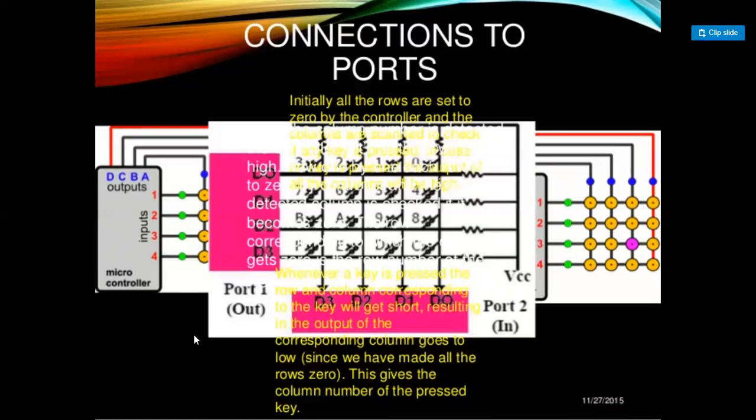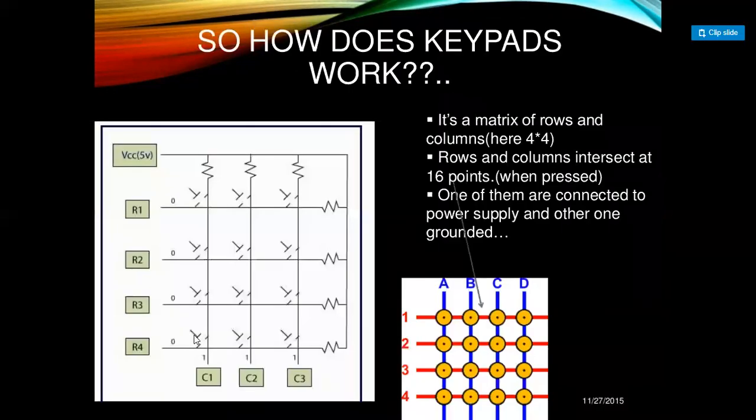D0, D1, D2, D3 for port 1, VCC, port 2 output and input pins. These are the connections to the ports. So this is how the keypad works. So this is all about the interfacing of input output devices.